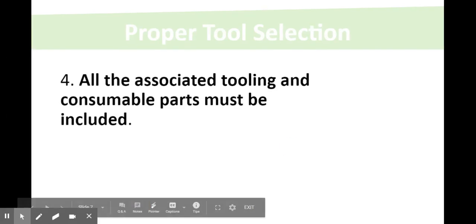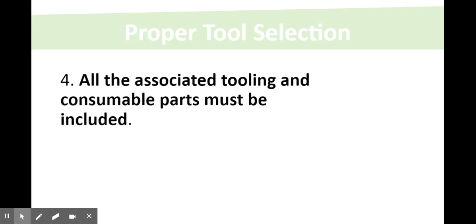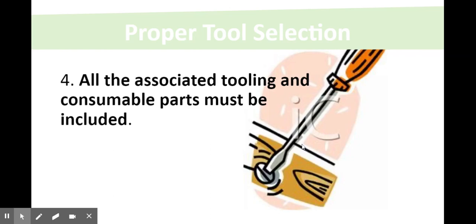When obtaining the tool, all the associated tooling and consumable parts as recommended by the manufacturer must be included. Example, the picture shows a slotted screw. Since it is a slotted screw, you will use a flathead screwdriver to loosen or tighten the screw.